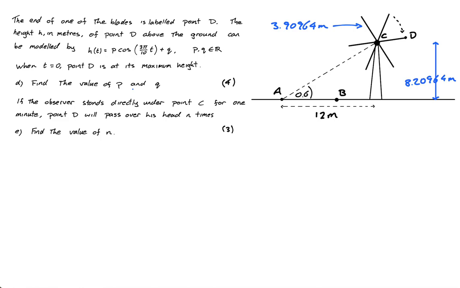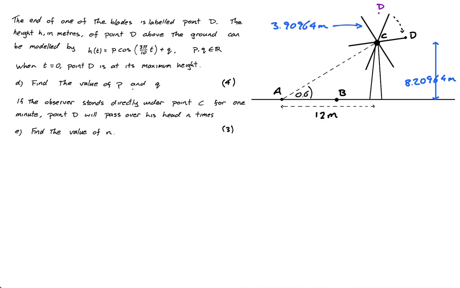Hi guys, okay, so in part D it says, the end of one of its blades is labeled D. The height of the point D above the ground can be modeled by this equation. When t is 0, D is at its maximum height. So D starts up here. Let's say that's D at the start, and then it just goes around like this and around like this.